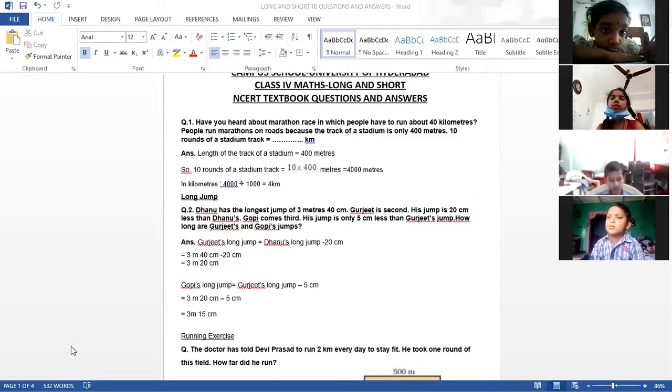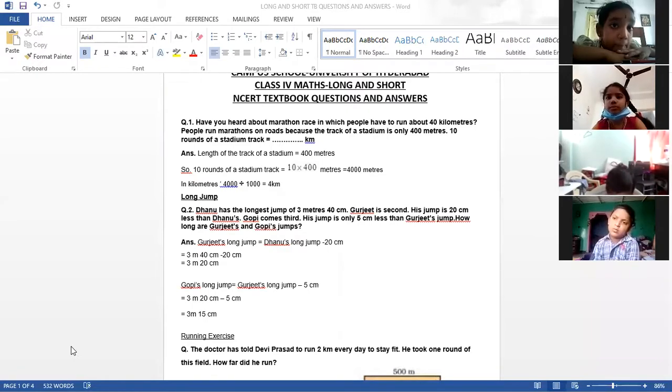10 rounds. One round is 400 meters. If we go 10 rounds, it means 10 times 400 meters. That will become 4,000 meters. We are supposed to find how many kilometers this is. What is 1 kilometer? 1 kilometer is 1,000 meters.